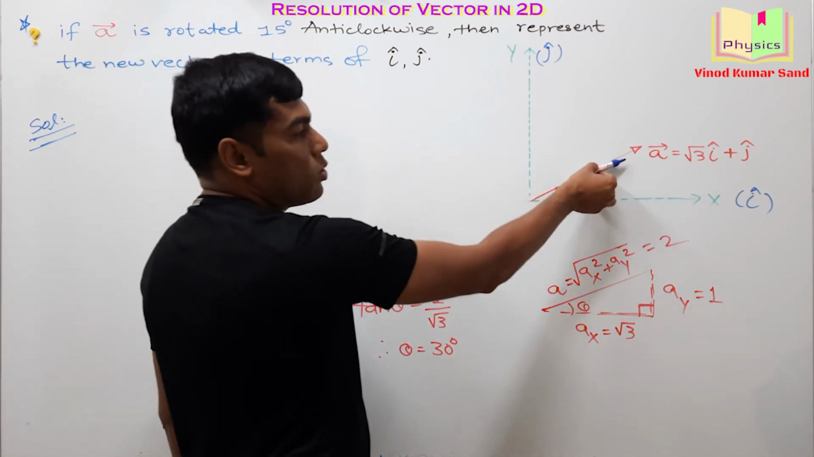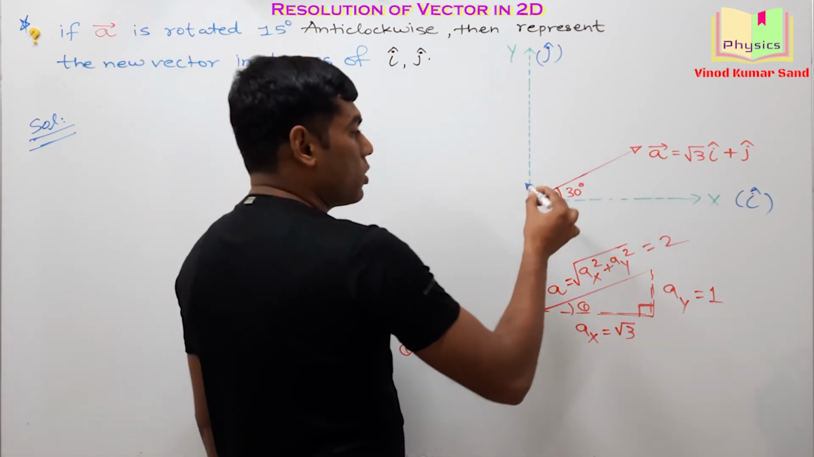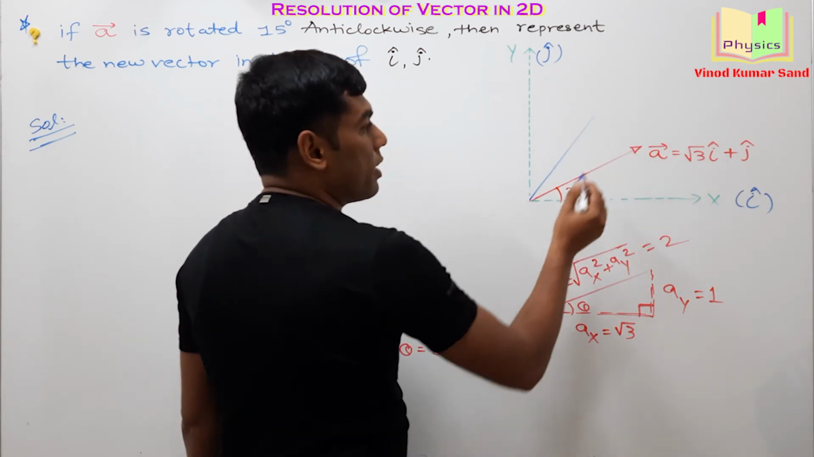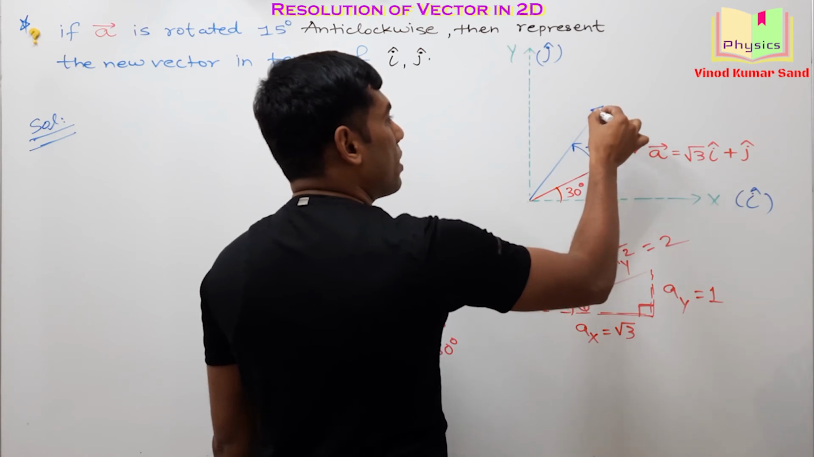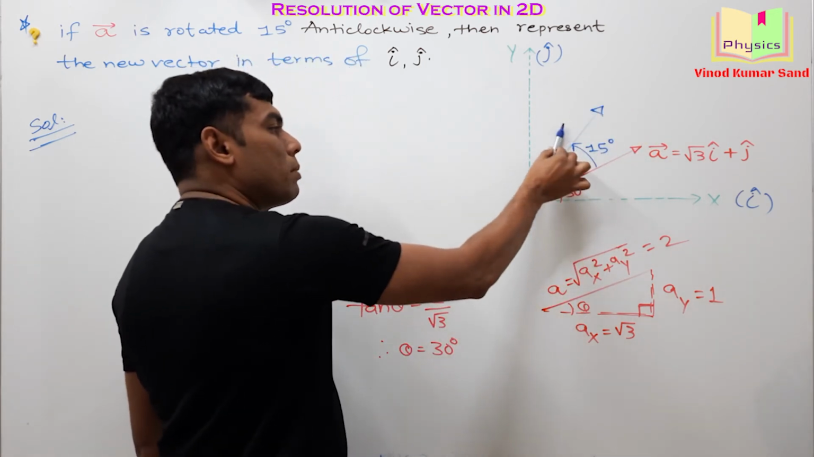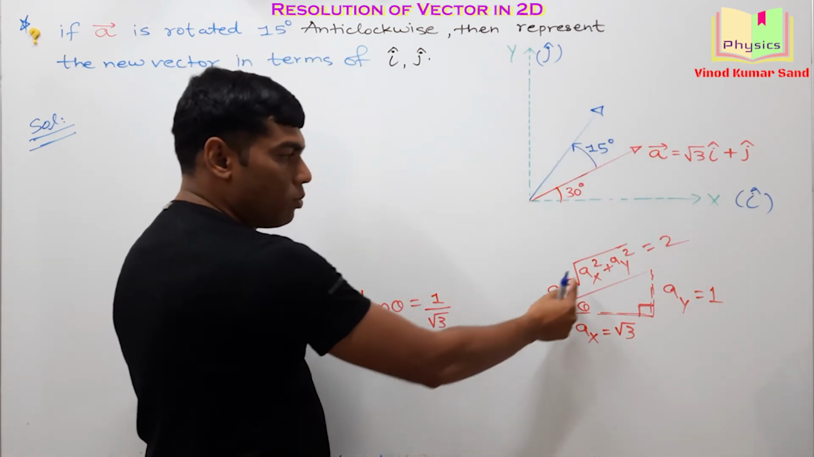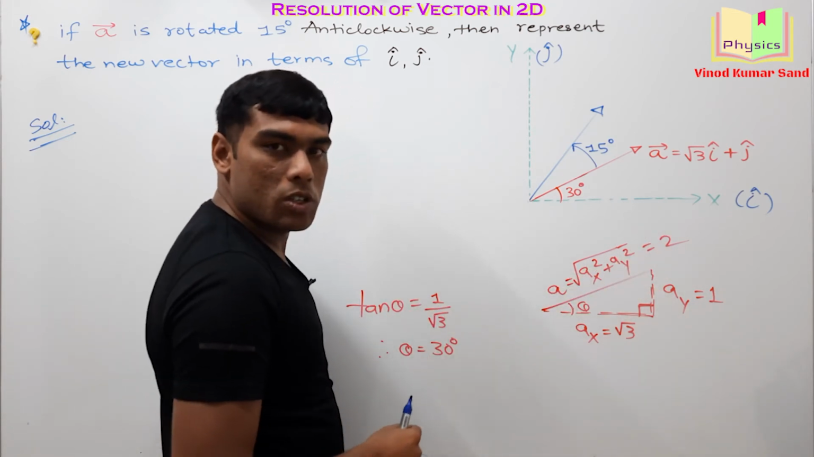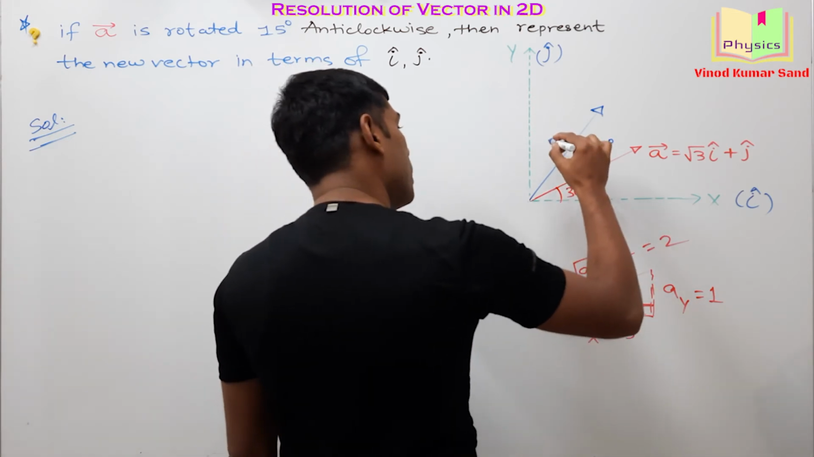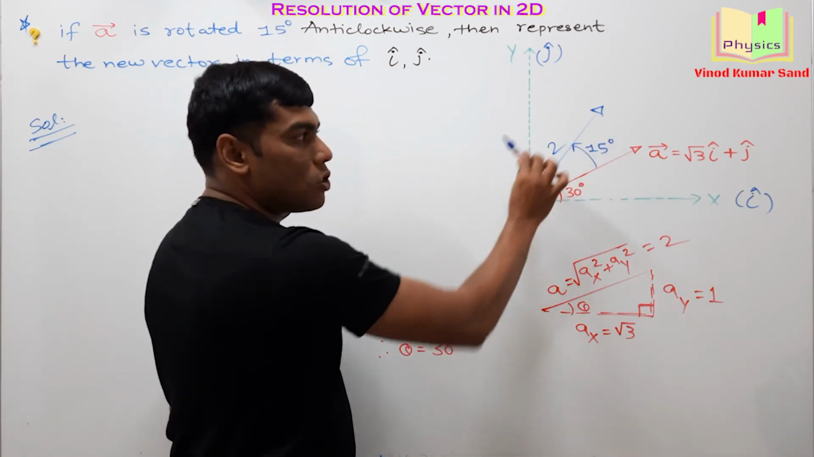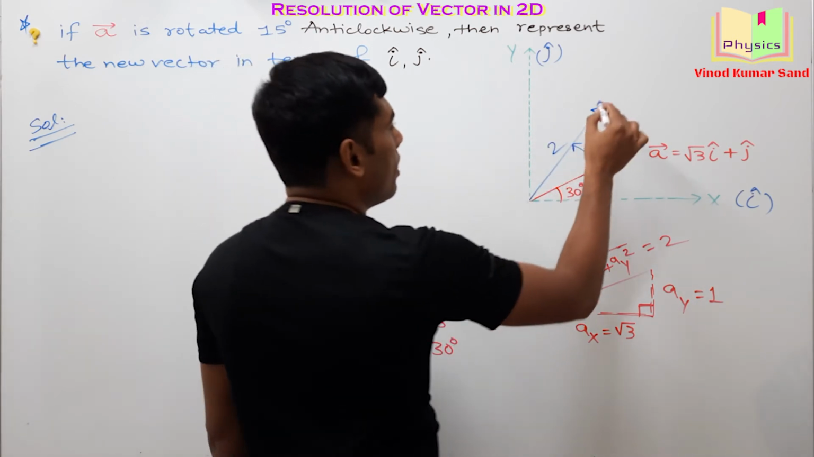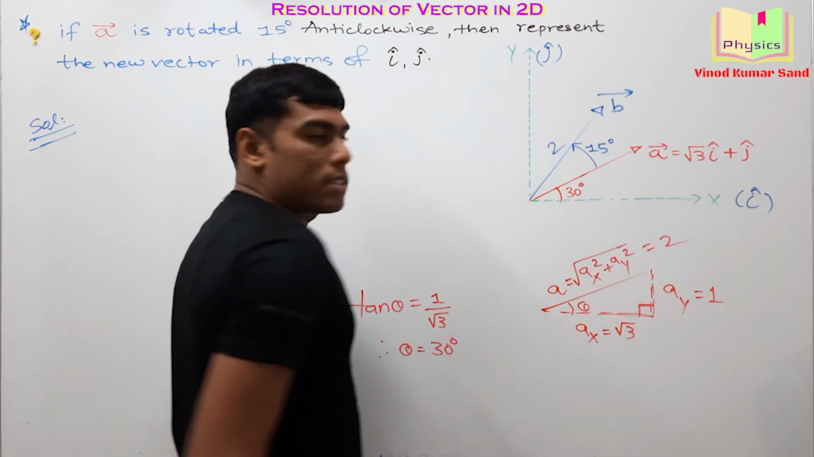Now we are rotating this vector as given in the question by 15 degree. If we rotate it by 15 degree anti-clockwise, what will happen to the magnitude of vector? Will it remain same or will it get changed? Magnitude will yet remain same. Only the direction is getting changed. Getting my point? I'll call this as the B vector, let's say.